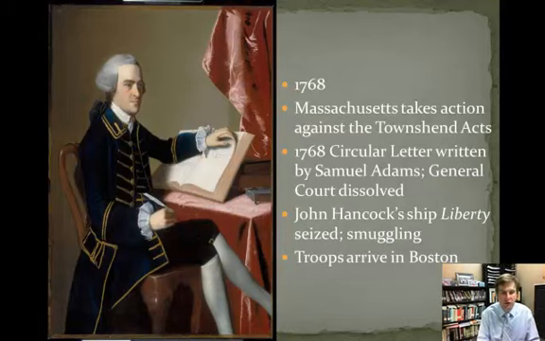It's also in 1768 that John Hancock's ship, the Liberty, was seized. Now, Hancock, pictured here, was a smuggler, and he didn't pay as much taxes as the British thought he should pay. He was a very wealthy man, in fact the wealthiest man, if not in Massachusetts, in all the colonies at this point. But troops would arrive in Boston now.